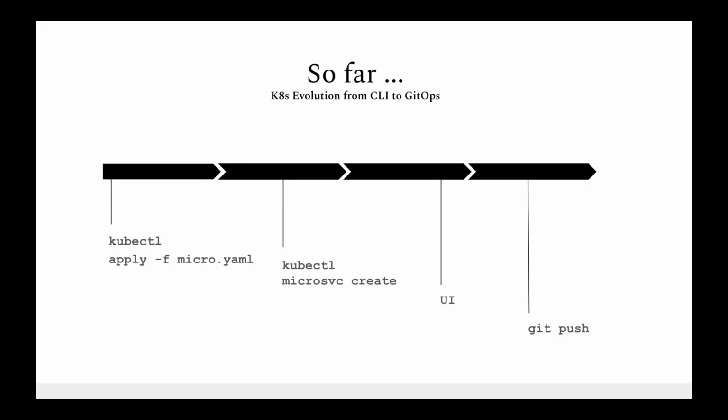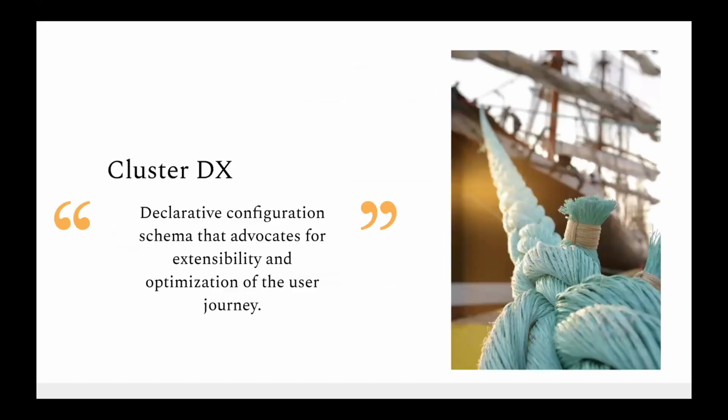But more importantly, we see that we have a powerful movement towards techniques to truly automate the deployment, such as GitOps and even SheetOps, if you think about it. And this has been possible because Kubernetes uses a declarative configuration schema that really advocates for extensibility and optimization of the end user journey. However, the cluster interaction chronicles are far from completion, because you can think about all of these mechanisms we've explored today as just the building blocks of the DX tomorrow.